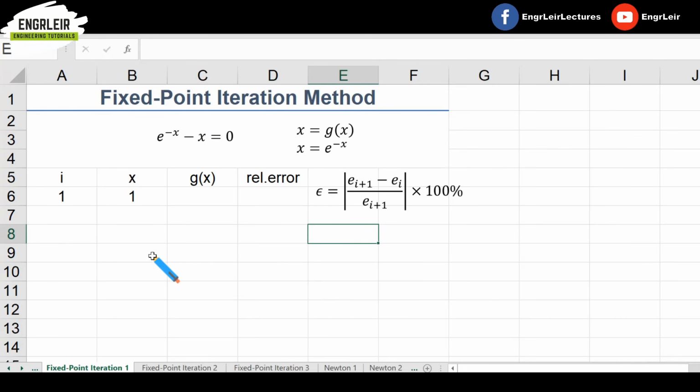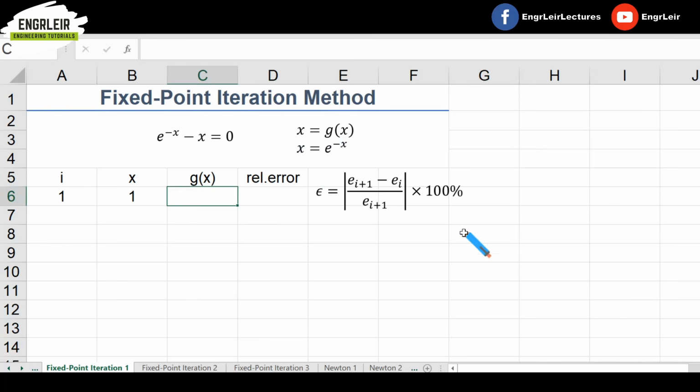I-try naman natin sa Excel kung paano yung fixed point iteration. So, meron ako ditong function. Ito ay e raised to negative x minus x equals 0. So, yung mga nakaraang example, yan yung equation na ginamit ko. So, I am to find the root using fixed point iteration. So, ang ginawa ko, i-express natin in terms of x equals g of x. So, ang ginawa ko, x is equal to e raised to negative x.